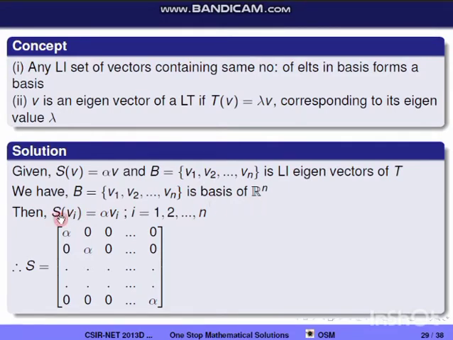So, S of vi is equal to alpha vi by the definition of S. So, writing S with respect to the basis, we find the matrix representation, which is given by S equal to alpha 0 0 for vector v1, for vector v2 0 alpha 0, etc. up to 0 0 alpha.